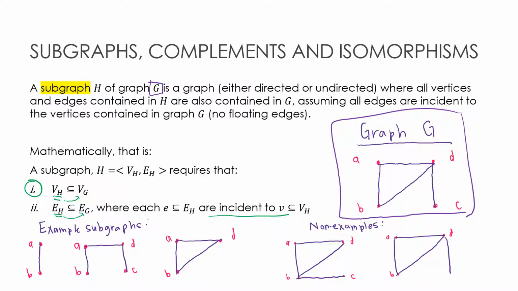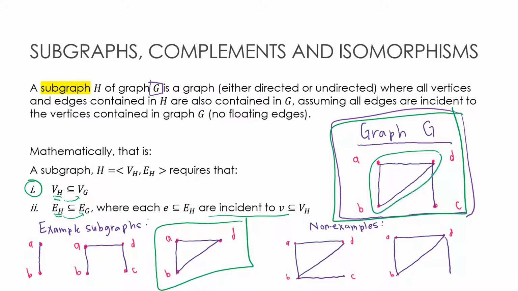Again, let me show you some examples and some non-examples. So here's my original graph G. Notice this is an example of a subgraph. I've got A, B, they're connected with an edge. The same two vertices and edge are contained in my original graph. Here's another subgraph. Notice I've used all of the vertices, but I left out this guy, and that's okay. Another, I've used only A, B, D, and that's okay too.